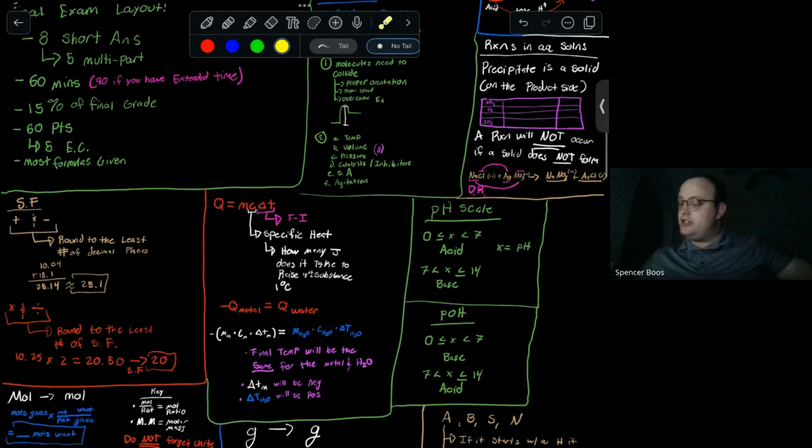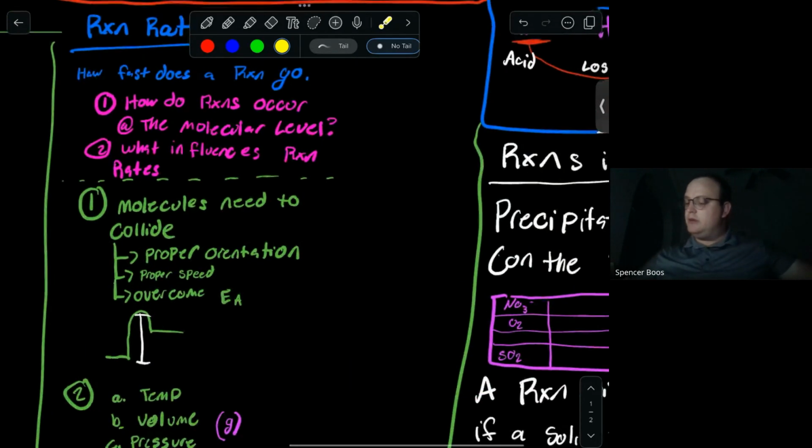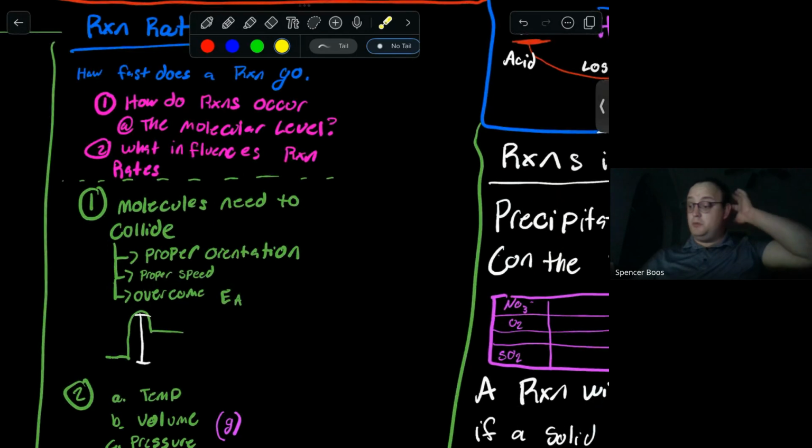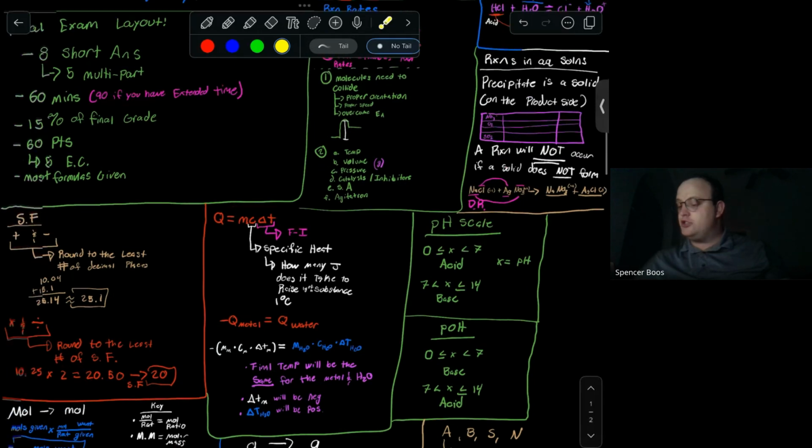For collision theory, we've talked about that up here, right? We need to look at how reactions on the molecular level occur. These are your collision theory aspects. I also recommend reviewing the textbook sections for more information. Could you go over the sig fig rule for logs? Sure.